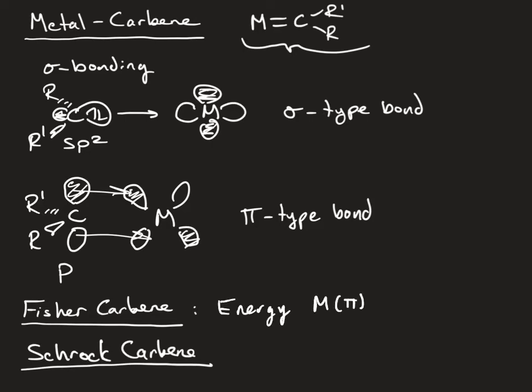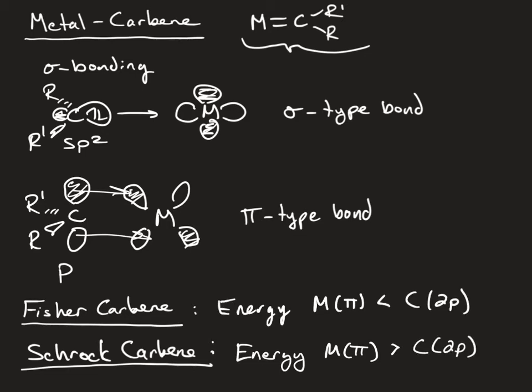With a Fischer carbene, the energy of the metal pi type orbital is low relative to the carbon 2p orbital that's going to form that pi type bond. Schrock carbenes are the opposite, where the energy of the metal d orbitals that's going to bind in a pi type fashion is now greater in energy than the carbon 2p orbital on the carbene.